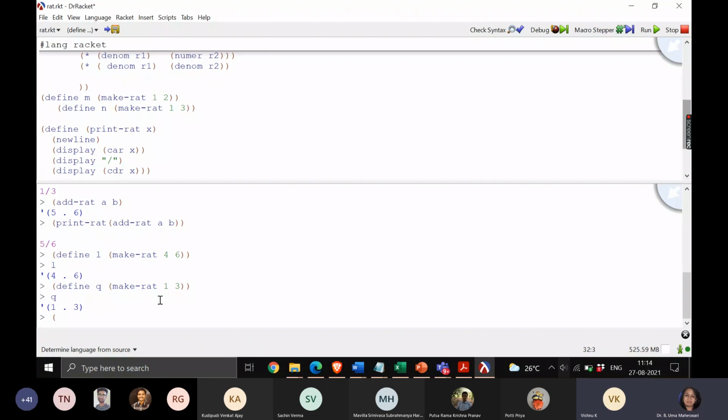Ma'am, print-rat as well. Yeah, print-rat. Yeah, at least one student got it. Okay, what do I have to pass? L. Print-rat.